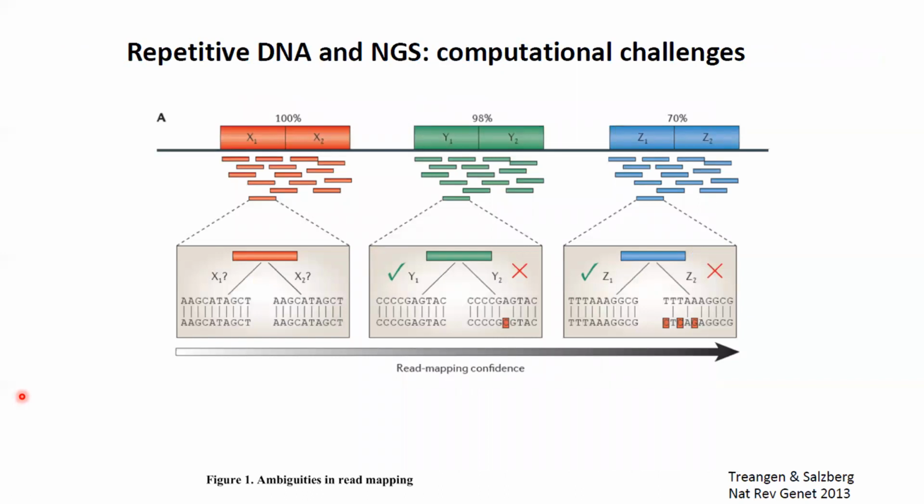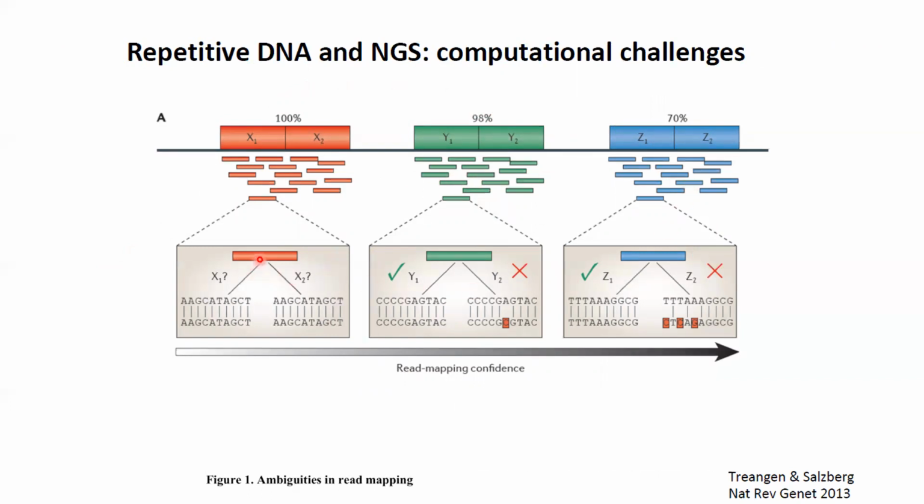You have here three different scenarios: the red, green, and blue. In red, you have two genes that have duplicated and are basically 100% similar. In green, you have two genes that have diverged slightly and are only 98% similar. And in blue, you have genes which are 70% similar. Here you have our reads.